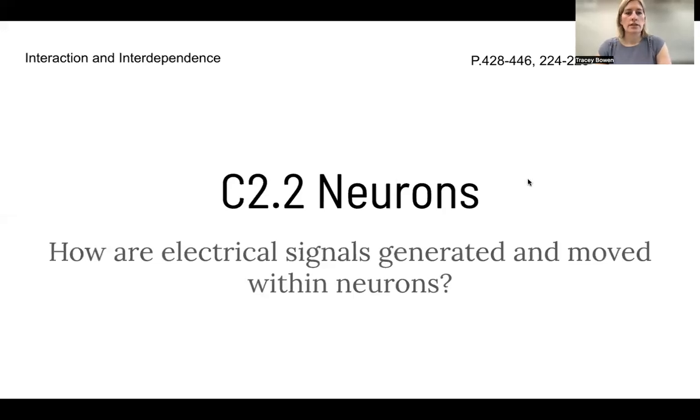Hey all, so today we're going to be looking at how neurons work. This is C2.2, and we are going to be looking at pages 428 to 446, as well as 224 and 225. This is related to sodium potassium pumps. And what we're trying to think about here is how our electrical signal is generated and moved within neurons.